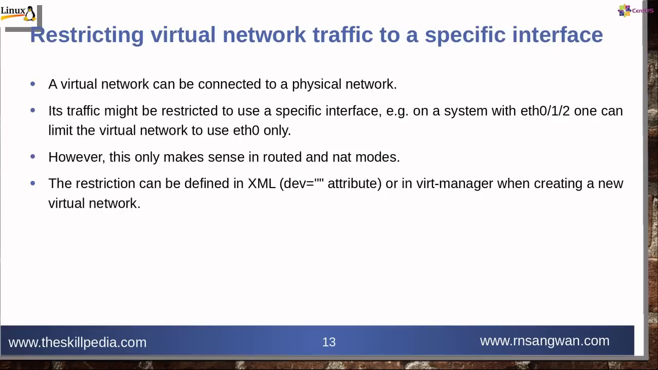Restricting virtual network traffic to a specific interface. A virtual network can be connected to a physical network. Its traffic might be restricted to use a specific interface. For example, on a system with ens0, 1, or 2, one can limit the virtual network to use ens0 only, even if you have three interface cards.